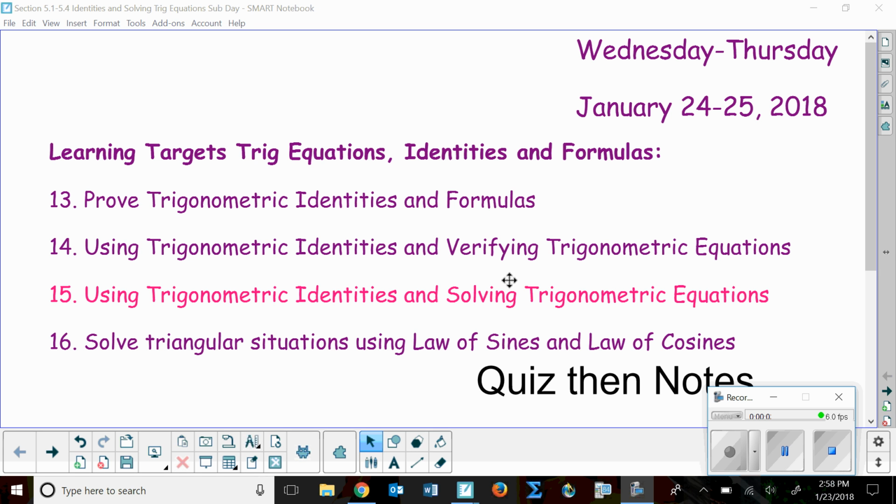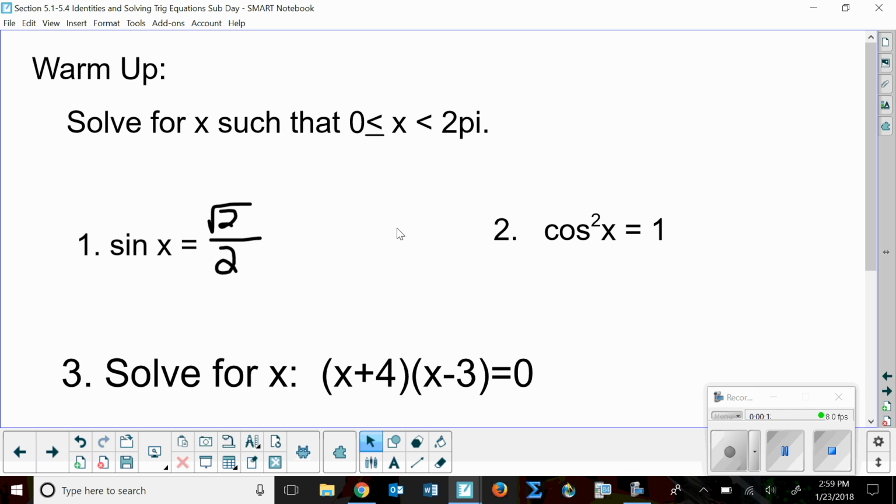All right, students, you should have just finished your quiz over verifying and proving trig identities, and we're now moving into the next section, which is solving trig equations. I want you to start off working on these three warm-up problems.